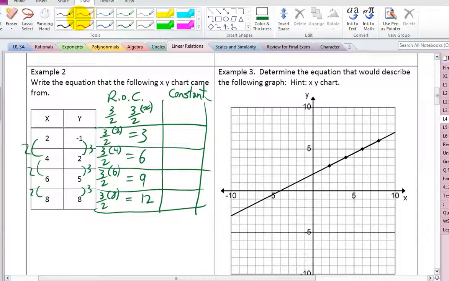How do we turn 3 into -1? How do we turn 6 into 2? -4 each time. So subtract 4. Subtract 4, and we should get our output. We should get our y value. So our equation from the columns is y equals 3 over 2 times x minus 4.